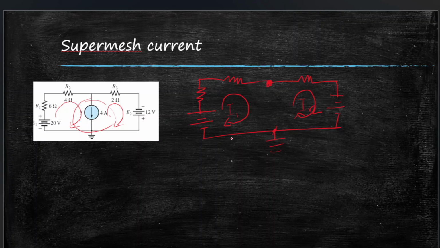In normal mesh analysis we make two equations for two loops using two loop currents, but in supermesh we will make a single equation using both the loop currents. So I'll draw that. I'll change the color. Let's write that now. So again, we'll start from here. Starting from here, there will be loop 1, and then loop 2 will be like this.